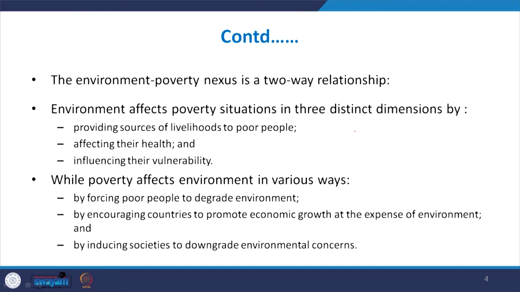Moreover, if there is a high intensity of poverty, then many countries will try to increase the GDP growth rate, and while doing this there may be a possibility that when the economic activity increases, when GDP growth rate increases, then pollution will also increase. So, poverty indirectly also encourages the countries to promote economic growth at the expense of environment.